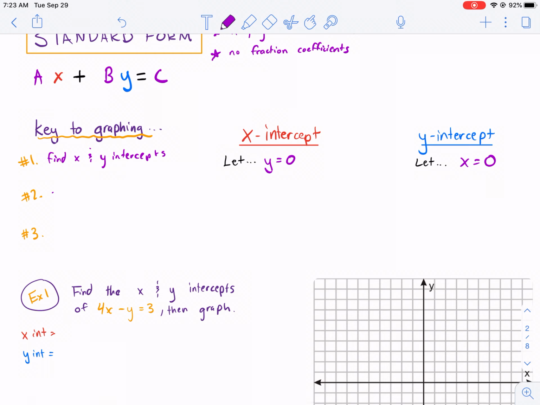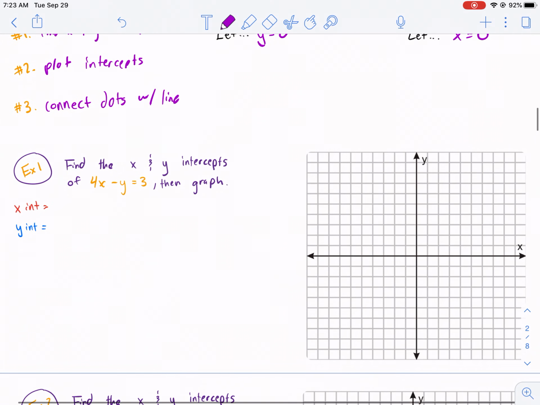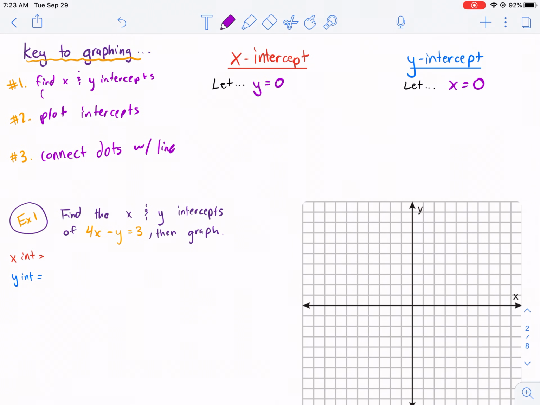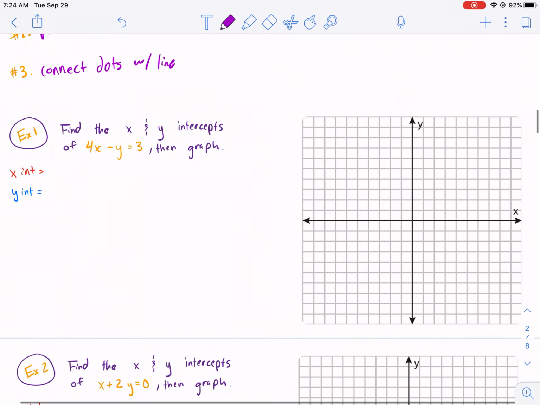So once we find our X and Y-intercept, we plot the intercepts, and then we simply connect our line. Connect dots with line. That's it. Now, it's the X and Y intercepts part that probably trips people up the most, okay? And this is assuming that it's in standard form. So assume standard form. You have to get it into standard form first. You'll see here, this equation is already in standard form. X and Y are on one side of the equal sign, and they have no fractions. So find X and Y intercepts and graph 4x minus Y equals 3, then graph.